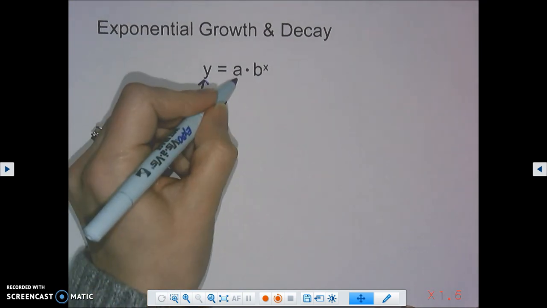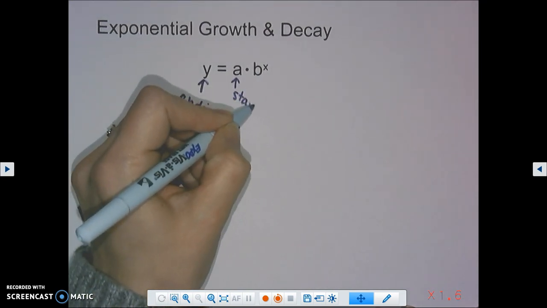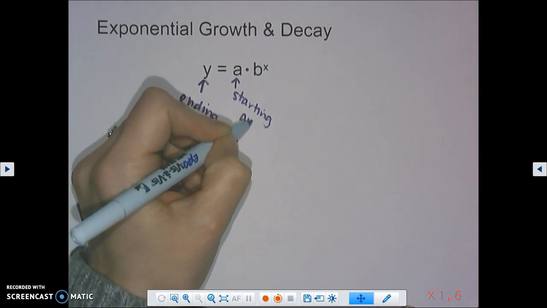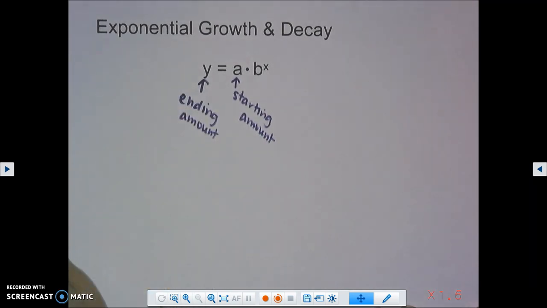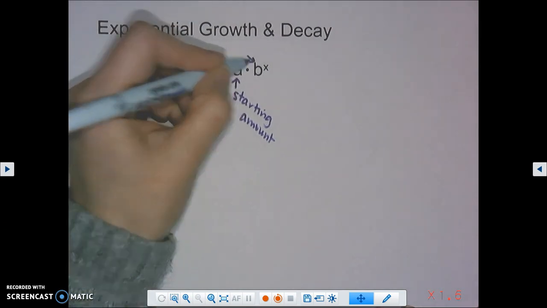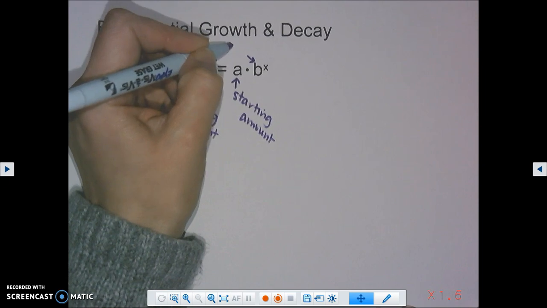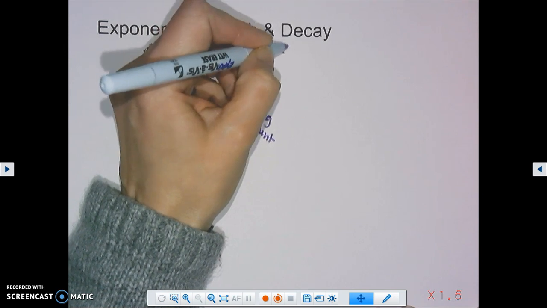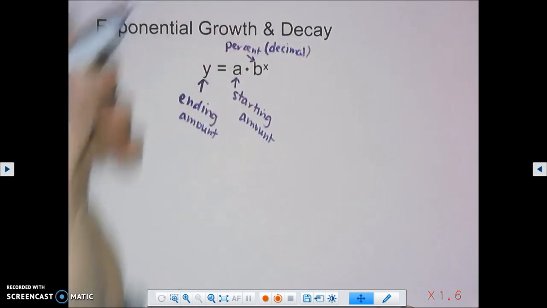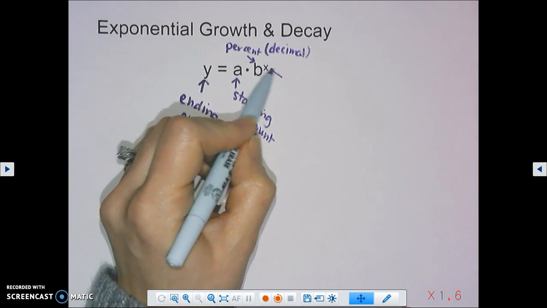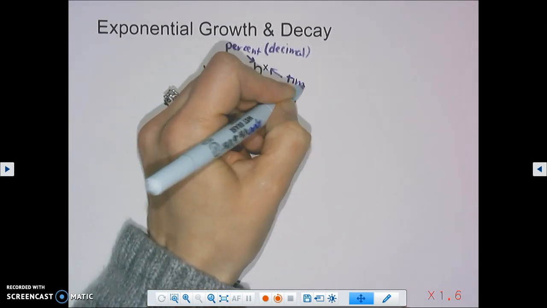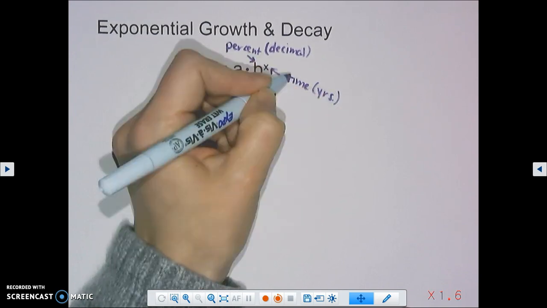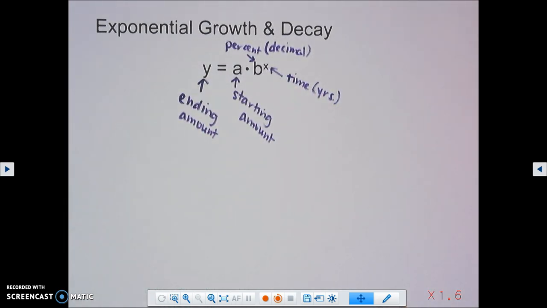A is going to be our starting amount. B is going to be our percent, but this needs to be in terms of a decimal. And last but not least, x is going to be our time, and we calculate that in years. So you got to be really careful. The percent must be in a decimal and the time must be in years for this formula to work properly.